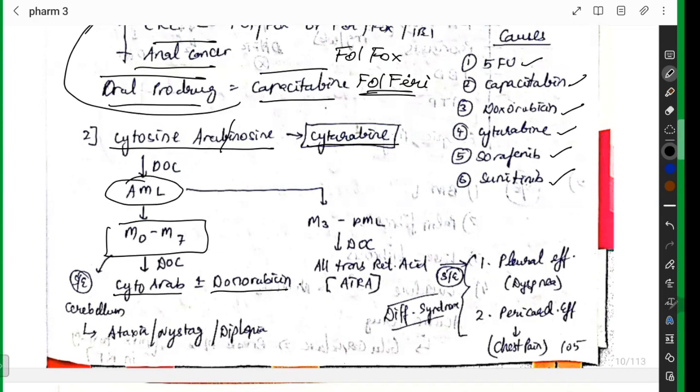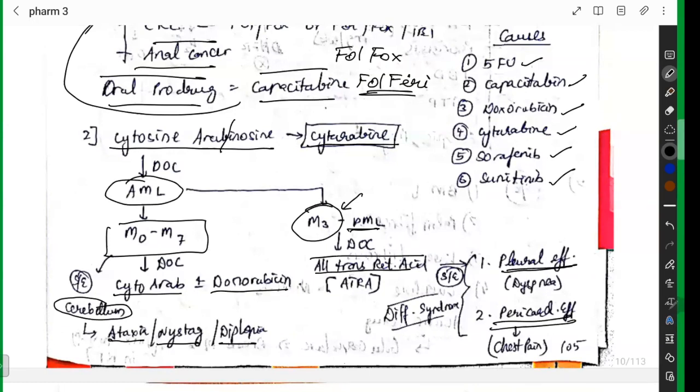What are the side effects you're going to have? Cerebellar effects like ataxia, nystagmus, diplopia. If at all you're going to have M3, what is M3? Promyelocytic leukemia. If it is a promyelocytic leukemia, you're going to give all-trans retinoic acid, ATRA. What are the side effects of all-trans retinoic acid? They can cause pleural effusion and pericardial effusion.